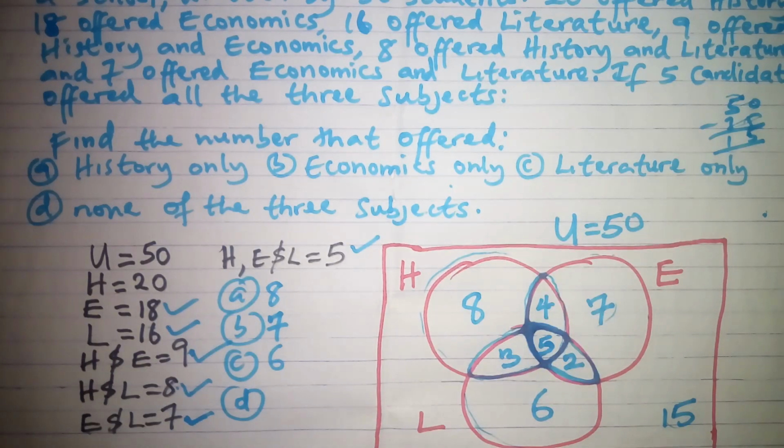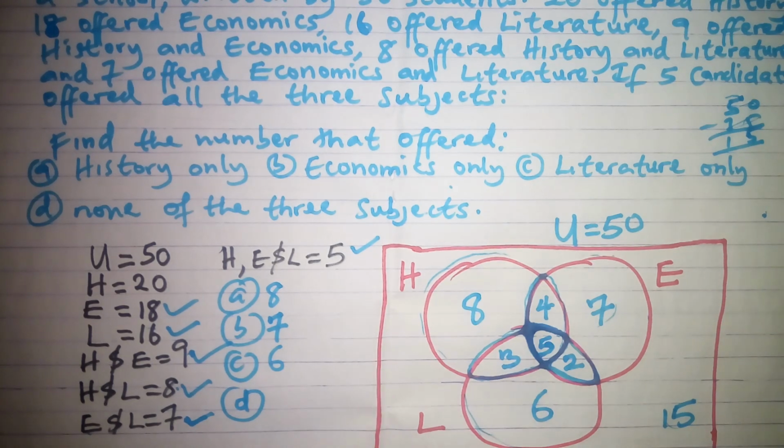So this is just the basics of Venn diagrams involving 3 sets. If you can understand it this way, then you can solve any other complex question under Venn diagrams involving 3 sets. So it's very simple.